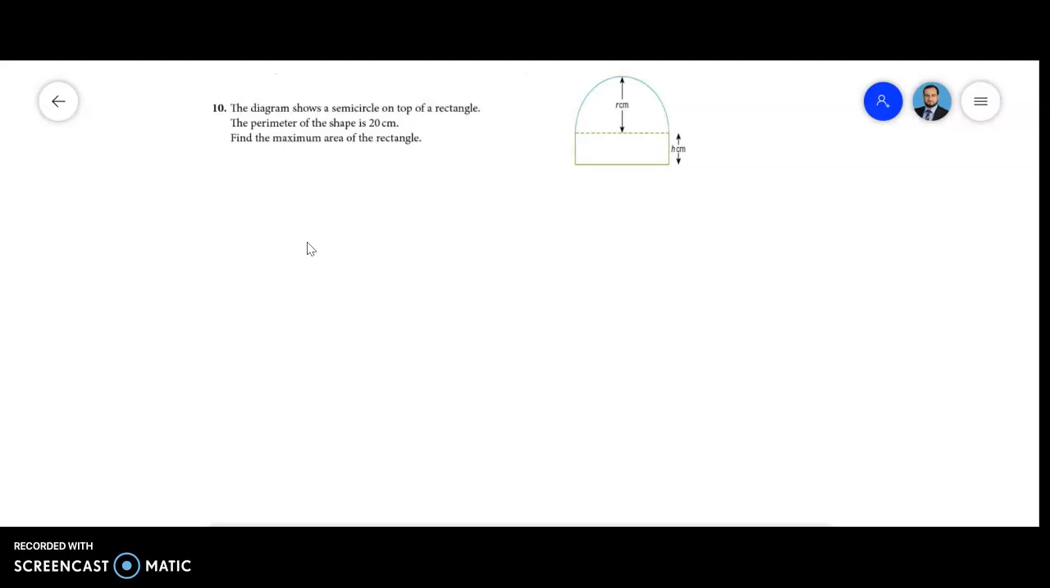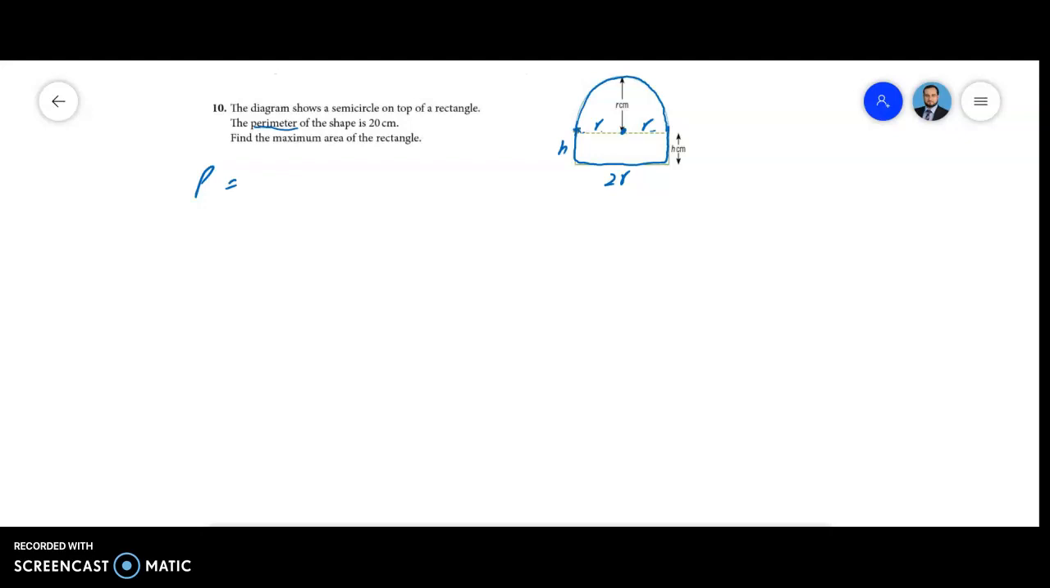So here we are given a perimeter. When it comes to the perimeter, we need to consider all of this, and then this part of it. So actually we need to walk around the shape. Here, this is h, this is h, and since this is a semicircle, this line is showing a diameter, so this is the radius and this is also radius, so this length is 2r.